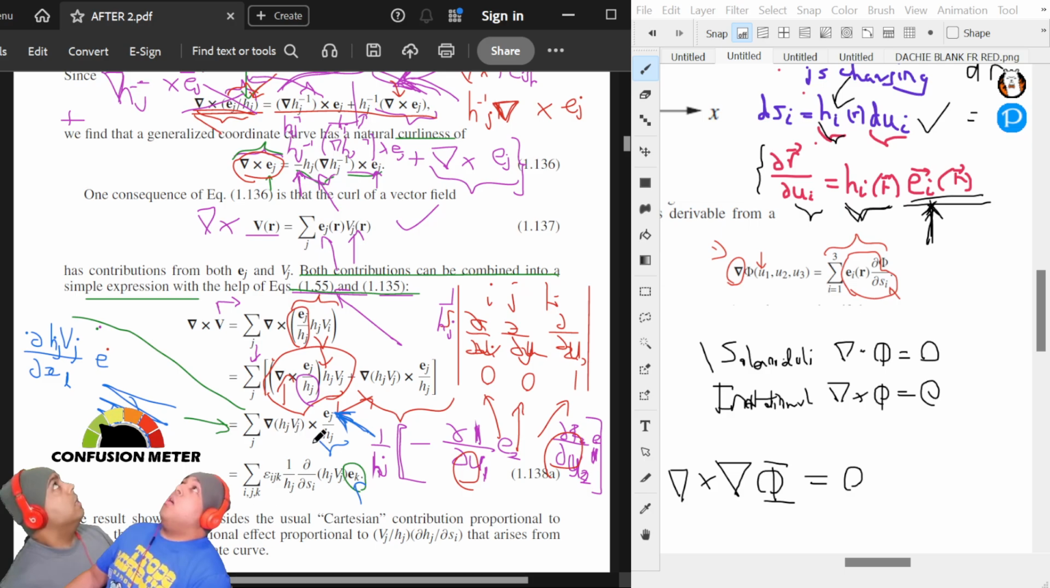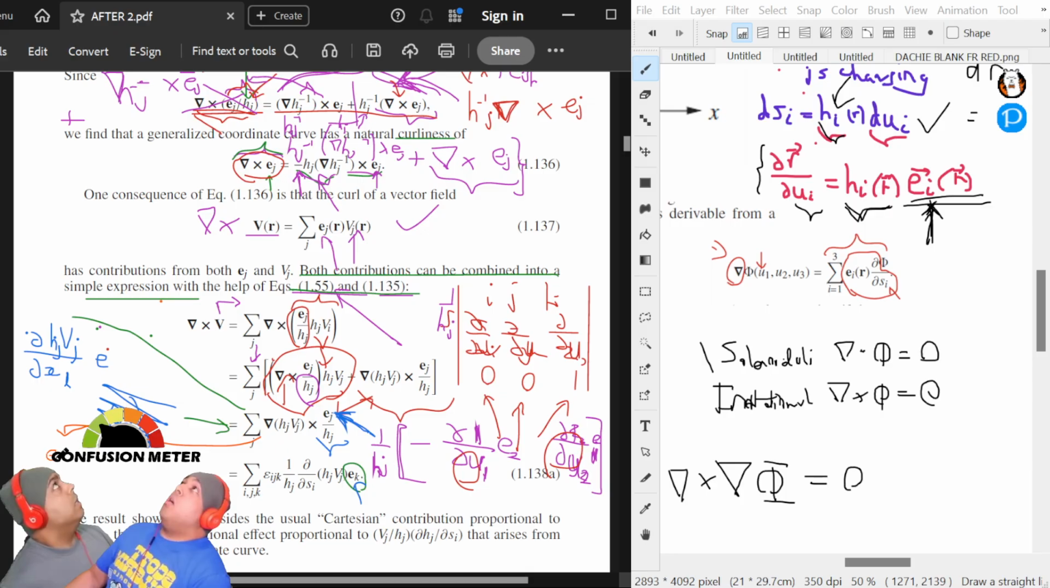Let's go. Epsilon JM, epsilon IJK. Different color, different color. Not you. You. Let's see if our substitution works here.